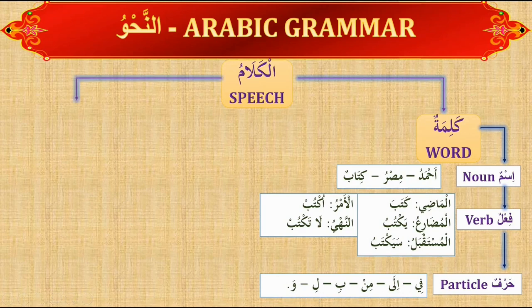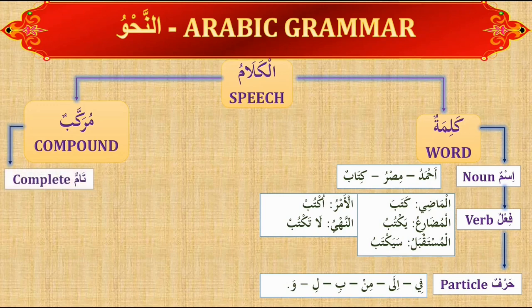The second type of كلام speech is مركب compound. Compound is a group of two or more words combined together to convey a meaning. There are two kinds of مركب compound. First, تام. It refers to a sentence that conveys a complete meaning. Example: البيت كبير. The house is big. It's a full sentence, complete sentence.